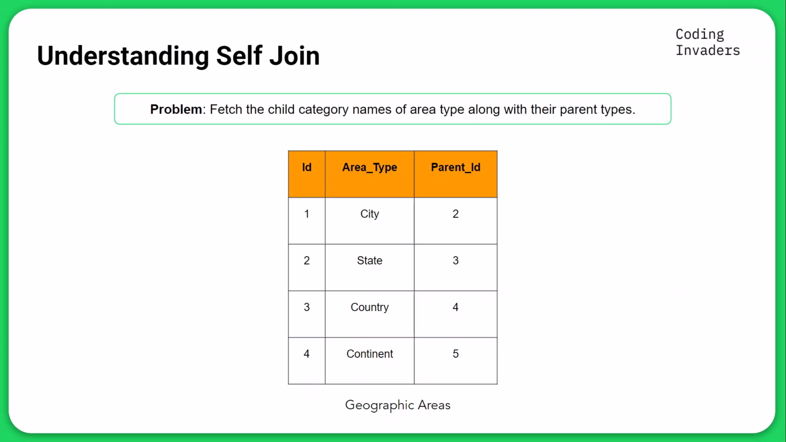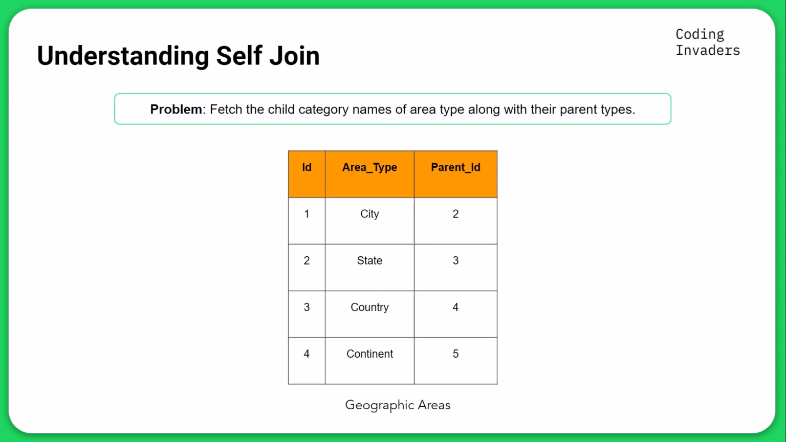So what is our problem? The problem that we are stating is, how can we fetch the child category names of area type along with their parent types? How can we solve this? Well, we have only one data table with us. So let's perform a self-join. We need to get all the records of the names of child area types and parent area types. I want each of the 4 area types basically.